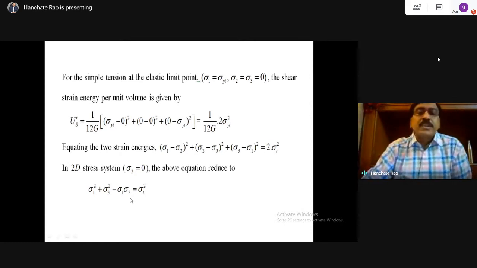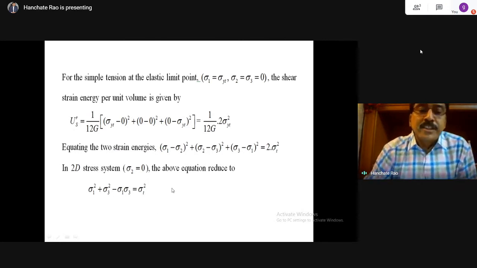In a two-dimensional stress system, sigma 2 is equal to 0. So if you apply sigma 2 equal to 0 in this equation, you get sigma 1 square plus sigma 3 square minus sigma 1 sigma 3 is equal to sigma yt square. For design purposes, if sigma t is equal to sigma yt by f, the factor of safety, then sigma 1 square plus sigma 3 square minus sigma 1 sigma 3 is equal to the design stress square. That is the shear strain energy theory.